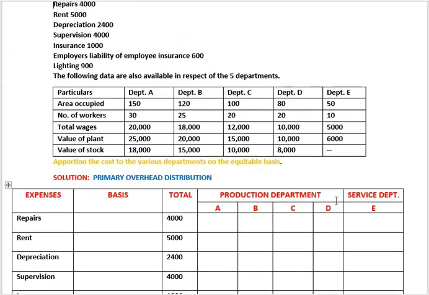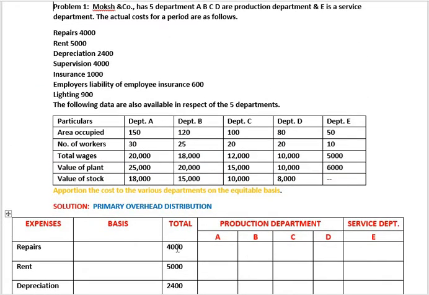So the first expense we have is repairs. Repairs amount is 4,000. You can see the basis of apportionment here. They have given area occupied, number of workers, total wages, value of plant, and value of stock. So repairs of 4,000 relates to the plant and asset, so it can be distributed using the plant value. Plant value is 25,000, 20,000, 15,000, 10,000. So this is distributed using plant value.